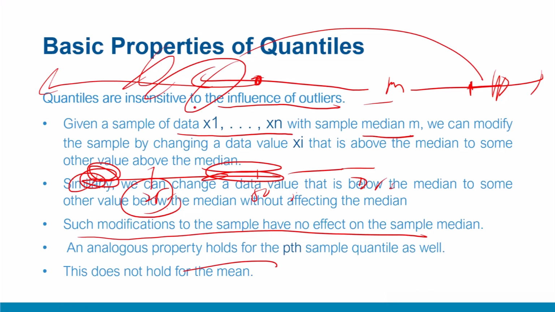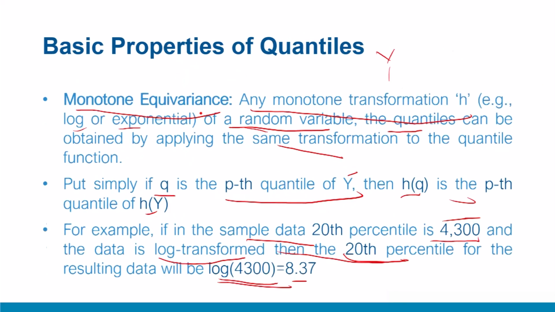So in this video, we discussed some very basic properties of quantiles. We discussed that they are insensitive to the influence of outliers, and they also follow what we call monotone equivariance. In this video, we'll fix the ideas behind quantile regression with the help of unconditional univariate quantiles.